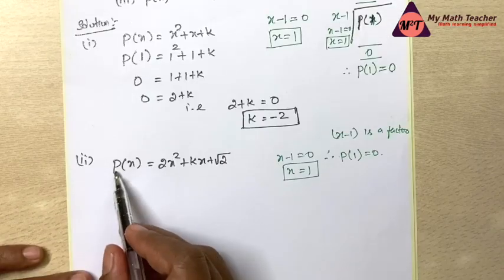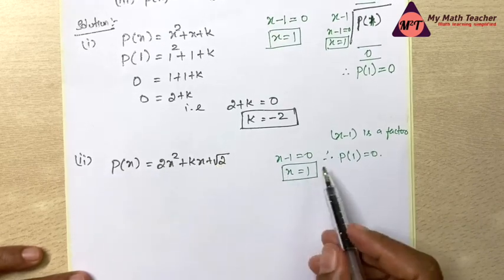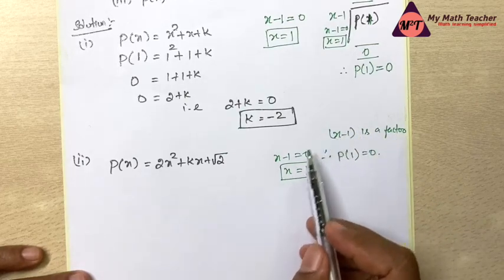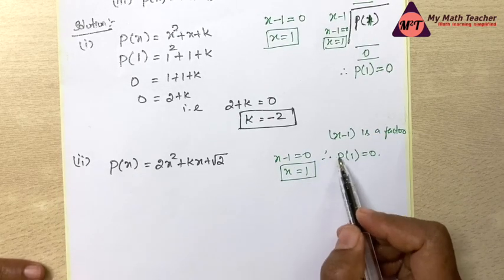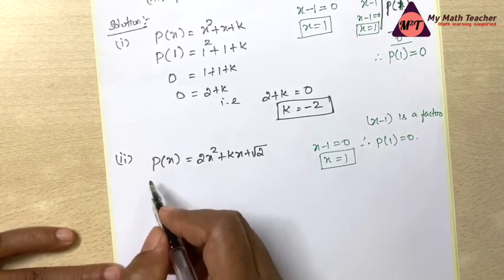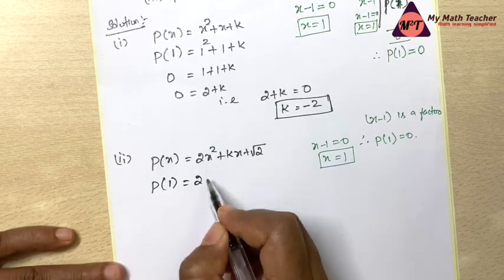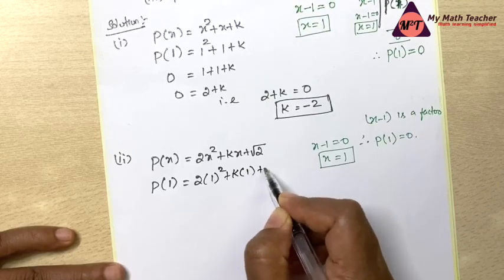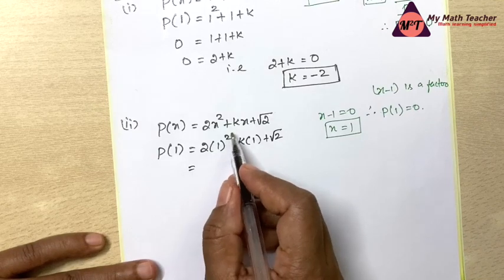Second subdivision is p of x is equal to 2x square plus kx plus root 2. So we know that x minus 1 is a factor, which is given in the question. We are equating x minus 1 to 0. We have got x value as 1. Therefore, we can understand p of 1 is equal to 0. Now let us apply here. P of x value 1 is equal to 2 into 1 square plus k into 1 plus root 2.